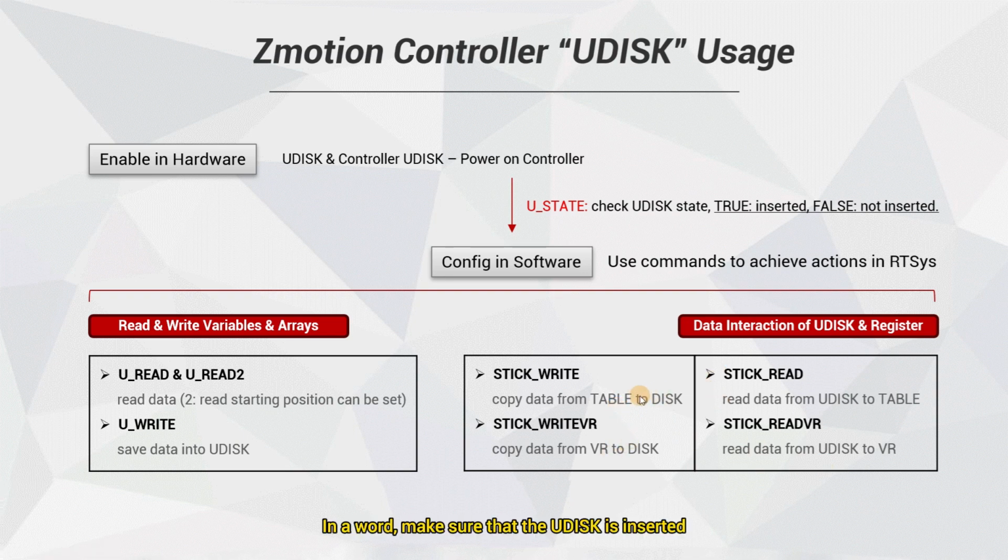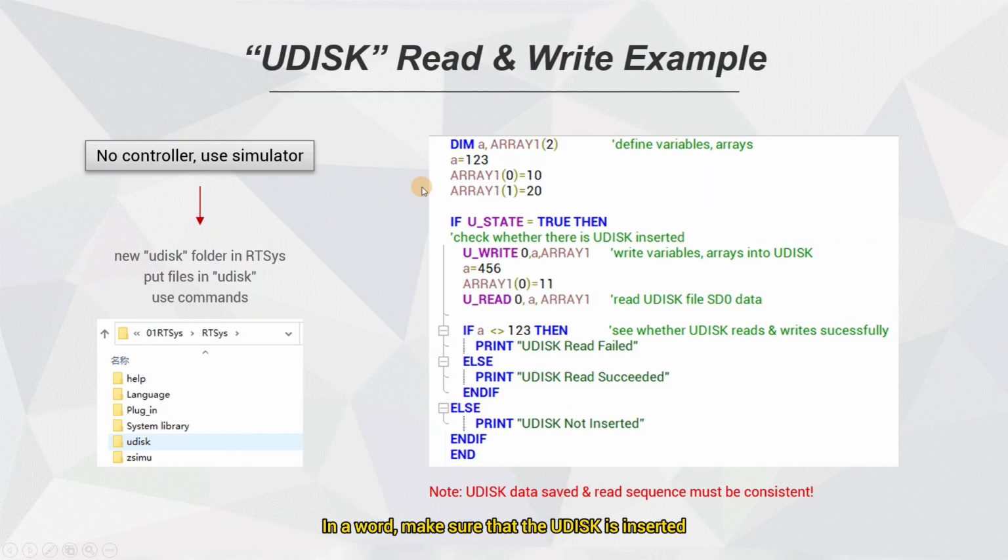In a word, make sure that the UDISK is inserted. Use the UState command to judge, after the variable definitions at first, whether the UDISK is inserted or not. Next, write and read. As mentioned before, if you don't have a real motion controller, you can use the simulator. Create a new UDISK folder under the Zdevelop/RTSys path. Then, put the needed UDISK files into this folder. Later, we will operate it.